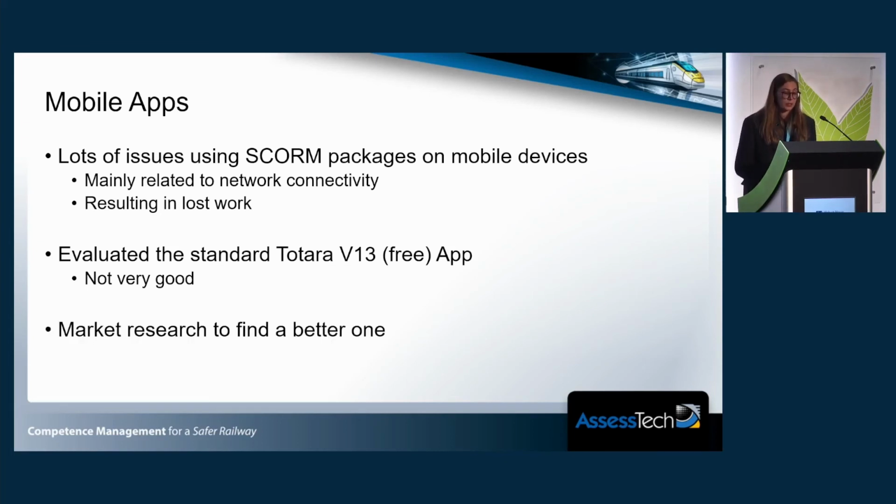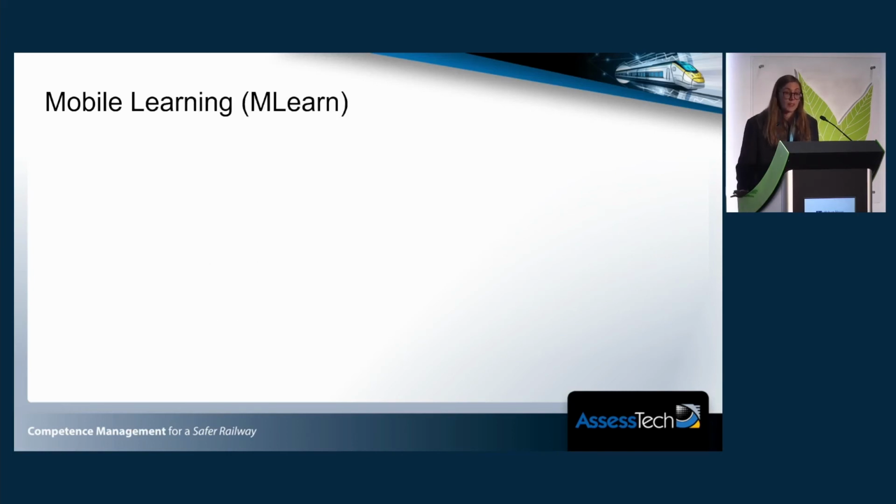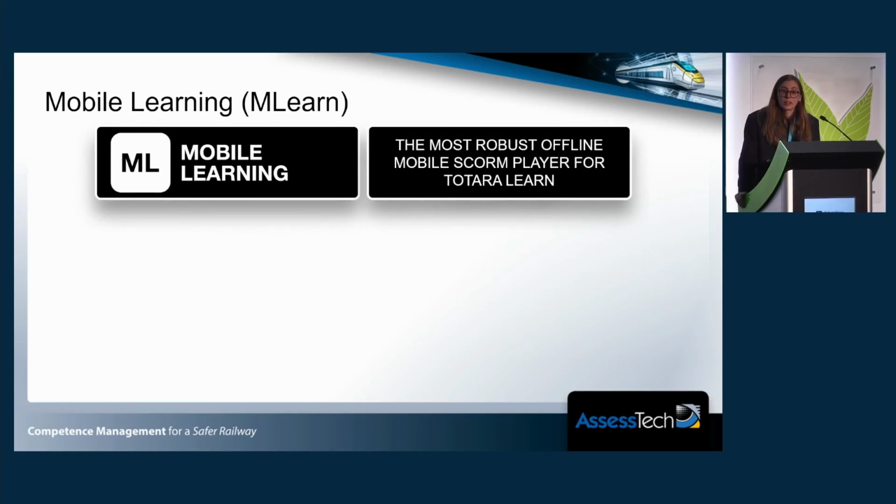So we're not really happy to proceed with it on that basis. But since then we've been doing a little bit of market research, with the help of Daniel Prius at National Express, actually, to find a better solution. And that better solution, we believe, is from a company called Mobile Learning, who produced the mLearn app. They're a company based in Australia, and their whole product is basically to resolve this issue. Their tagline is that they provide the most robust offline mobile SCORM player for Totara Learn. And in our experience, we agree.